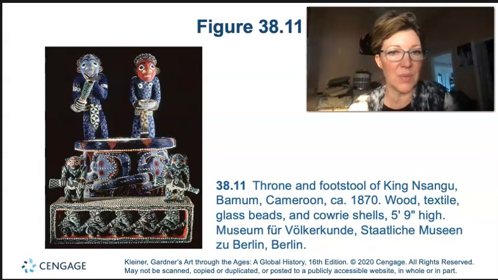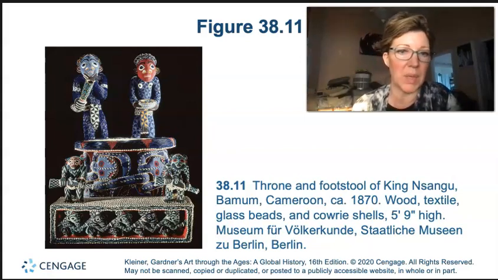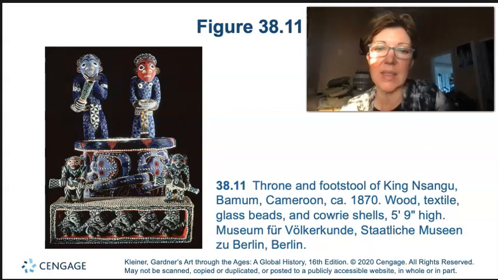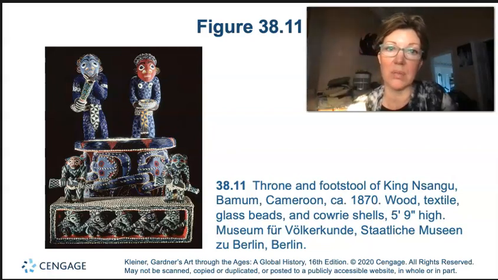Okay, here is the throne and footstool of King Nsengu from the, I think that's spelled wrong, I think it's supposed to be the Bamum peoples from Cameroon. Wood, textile, glass beads, cowrie shells, oh my gosh. Okay, so the most widely recognized aspect of kingship in Africa is the throne. So, boy, if you had that, everybody knew who you were. The materials that are used for royal artworks among the Bamum people, especially on the thrones made for their kings, are colored textiles, glass beads, and shells.